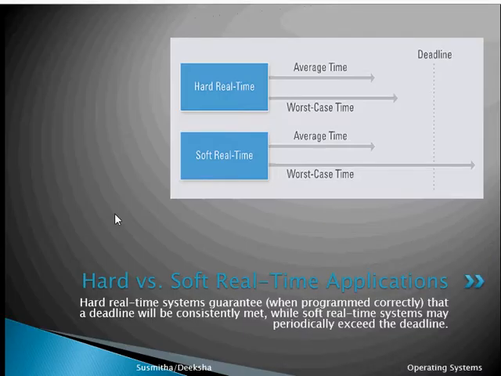Hard real-time systems versus soft real-time applications. Here we have a diagrammatic view of hard real-time systems and soft real-time systems. The major difference is the deadline. In hard real-time systems, the task is completed before the deadline, whereas in soft real-time systems it may take more time after the deadline also.